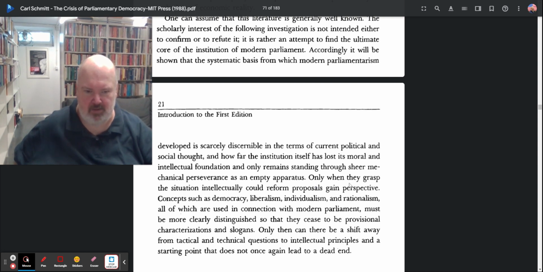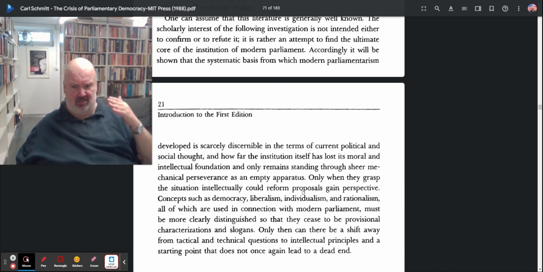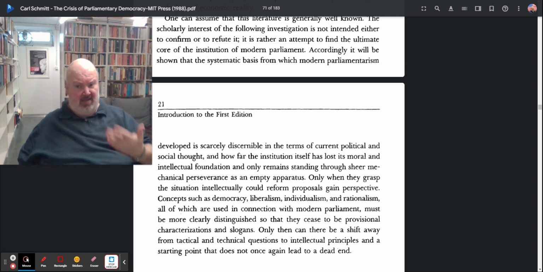Only when they grasp the situation intellectually could reform proposals gain perspective. So, in other words, he's not saying destroy it. He's saying, well, wait, no. We have to understand what's wrong, and only by understanding what's wrong, only when they grasp the situation intellectually, could real reform of the parliamentary model gain perspective. So this is a critique of that legislative state, but trying to save it in that sense.